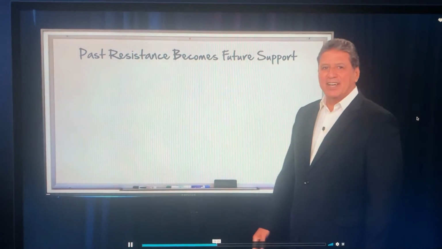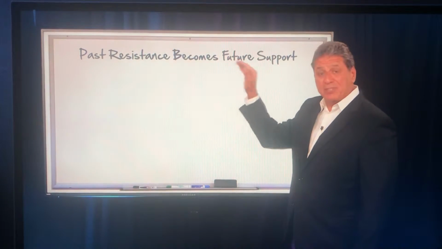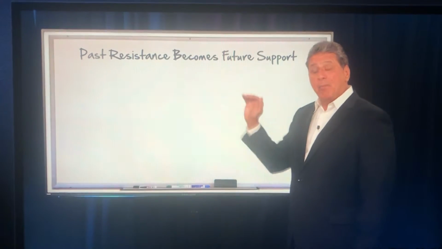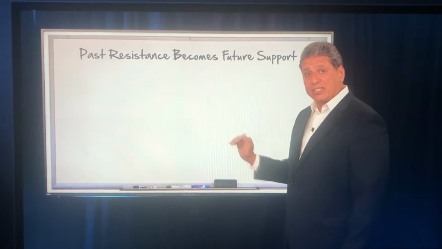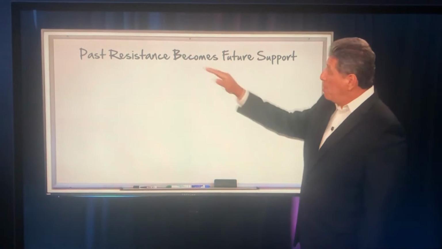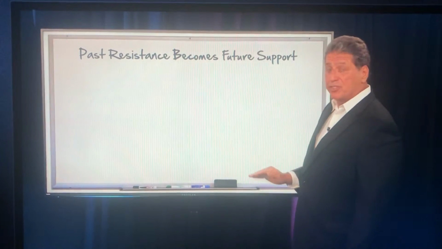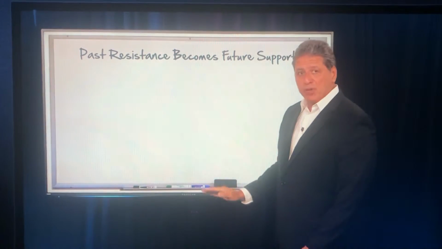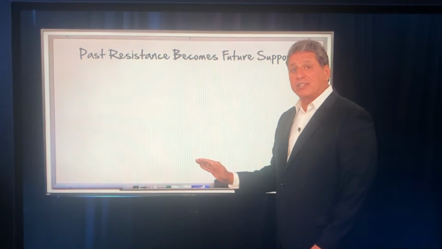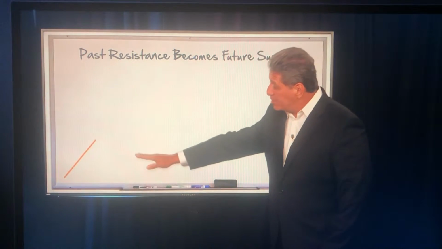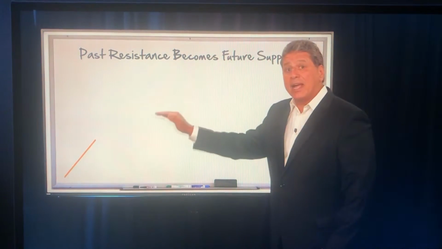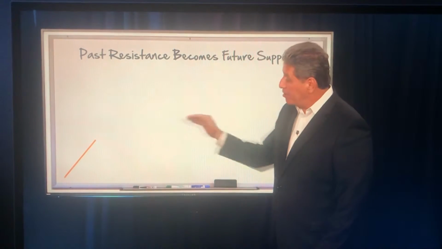Now I'd like to discuss how past resistance becomes future support and how past support becomes future resistance. So let's get started with how past resistance becomes future support. As the market moves, if the bulls are going to maintain control, they're going to want to drive this market up. They're going to want to make higher highs and higher lows.